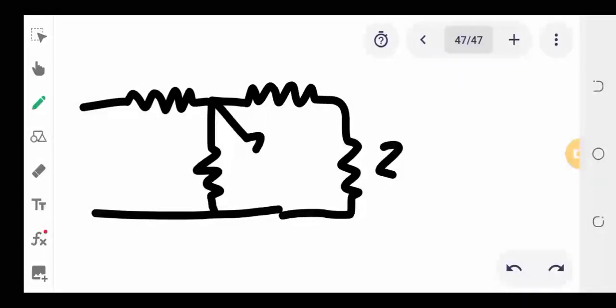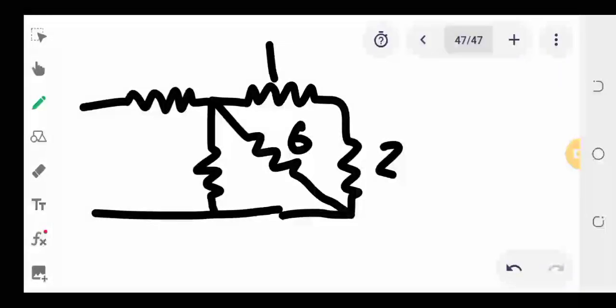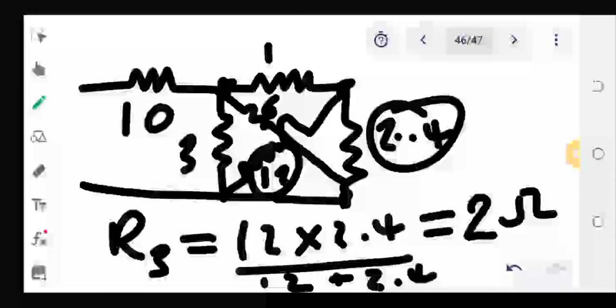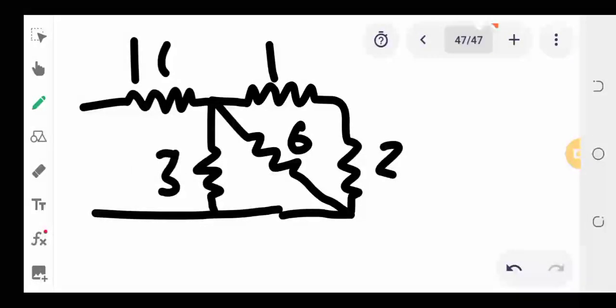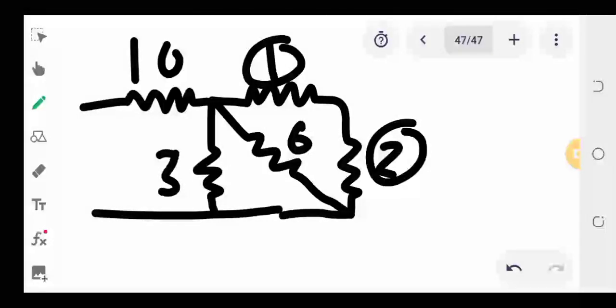Then I have got this. This is coming all the way up to this. So this is the 1 ohm resistor. Then this is the 6 ohm resistor. Then this is the 3 ohm resistor. Then I have got a 10 ohm resistor there. So we can see that this and this, they are in series.